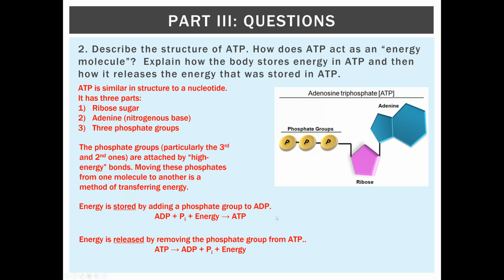Then when we need the energy, we release it by removing the phosphate. So now we take the ATP, we rip the phosphate off, that releases energy, and it leaves us with ADP.